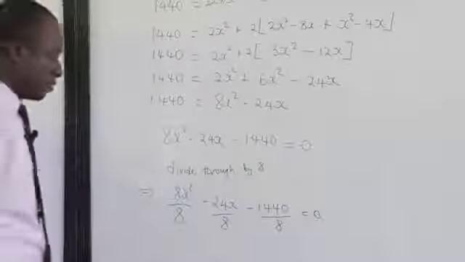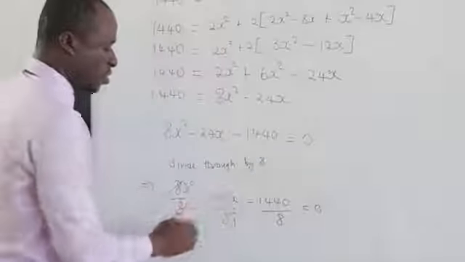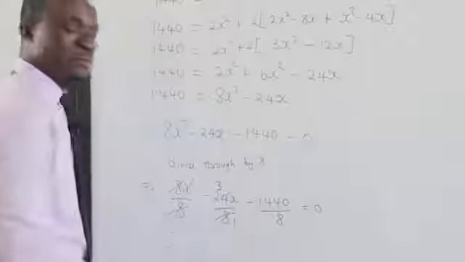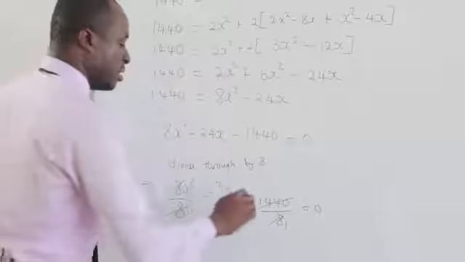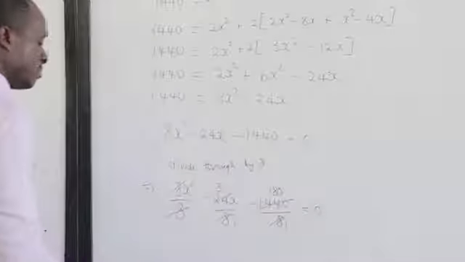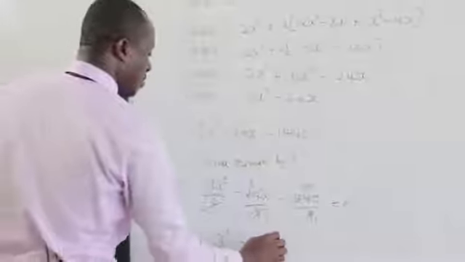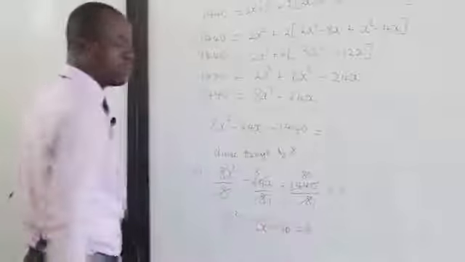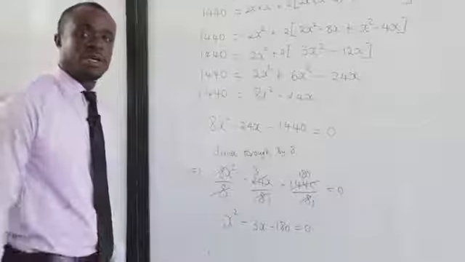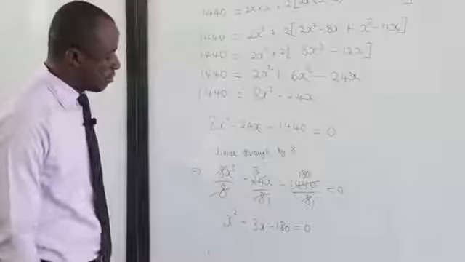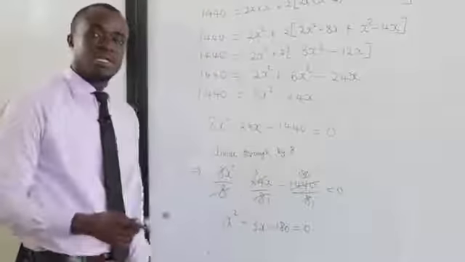Now this 8 will cancel that 8. 8 will go into 24, that is 3. 8 will go into itself 1. 8 will go into 1,440, that is 180 times. So in a nutshell, we have x squared minus 3x minus 180 equal to 0. Now, the coefficient of the x squared is 1. We have to factorize this. Now, two numbers, when you multiply, we will get negative 180. The coefficient is 1, so 1 times negative 180, that is negative 180.